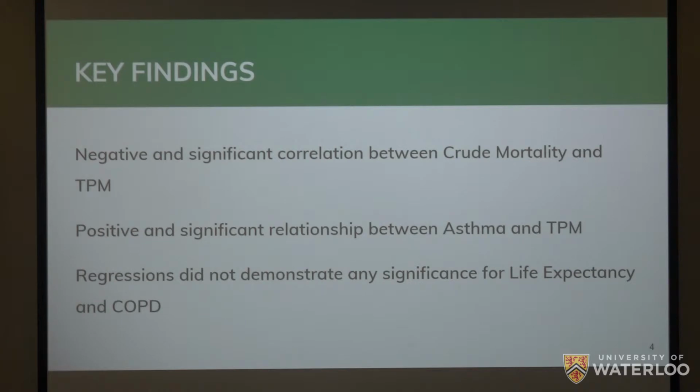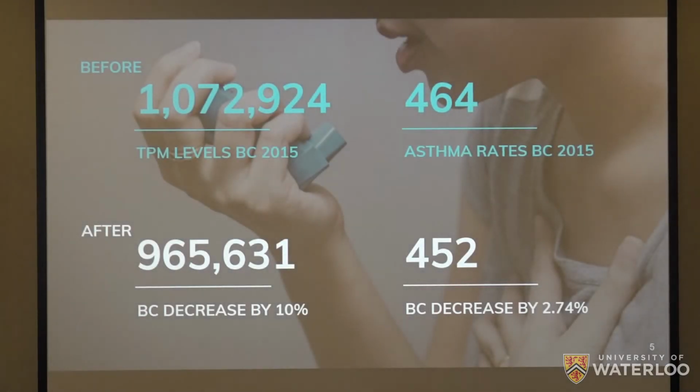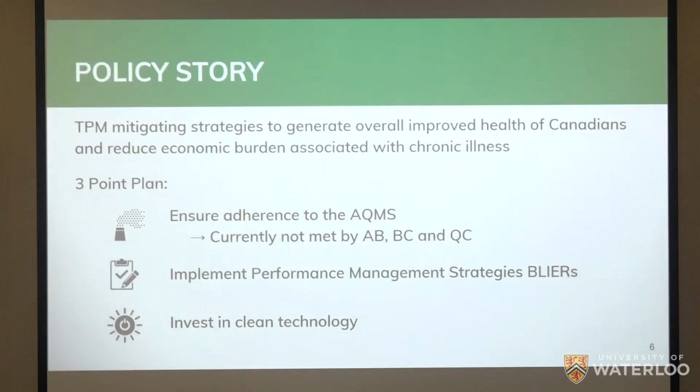So considering our findings, our team carried out an estimation which determined that a 10% reduction in total particulate matter rate for 2015 in the province of British Columbia could demonstrate a potential decrease of 2.74% in asthma rates within the province. As you see here, our estimation is that asthma rates may decline from 464, as demonstrated at the top of the screen, to 452, as seen at the bottom. Such reductions can potentially lead to better health outcomes for British Columbians and alleviate economic burden on the province's healthcare system. Now, on to our policy story.